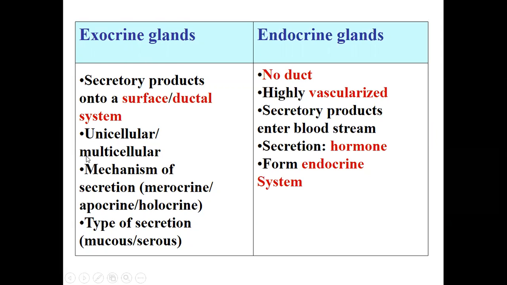And for the exocrine gland, the mechanism of secretion can be merocrine, apocrine, or holocrine. There are two types of secretion here, mucus or serous. But the endocrine gland is a highly vascularized structure, and the secretory product enters the bloodstream. That's why the endocrine gland is highly vascularized, because it depends on the vessels for its product to be secreted into the bloodstream. The secretion here is the hormone, and it forms the endocrine system.